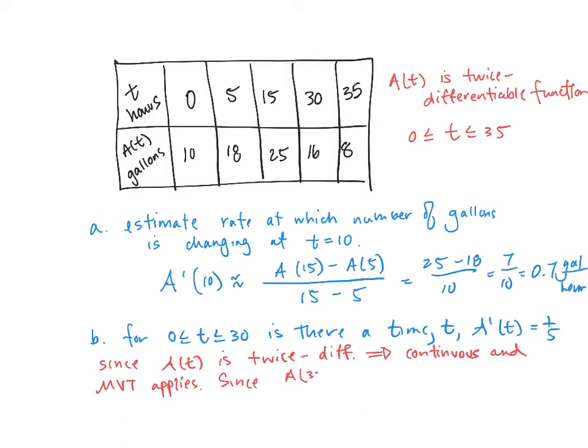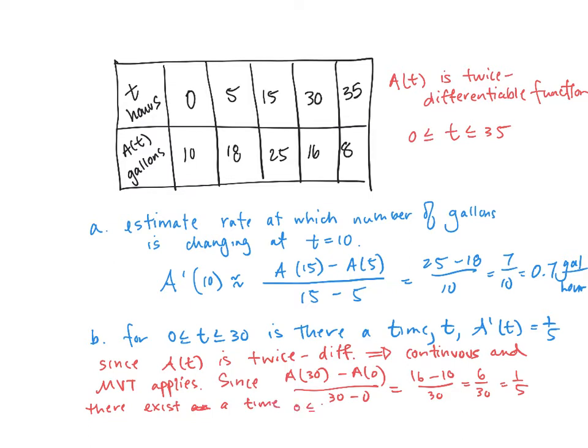Since A of 30 minus A of 0 over 30 minus 0, and again, using the values from the chart, 16 minus 10 over 30, or 6/30, which is the same as 1/5. Since the average rate of change equals 1/5, and there exists a time t in this interval from 0 to 30, such that A prime of t, the instantaneous rate of change, must also equal 1/5.